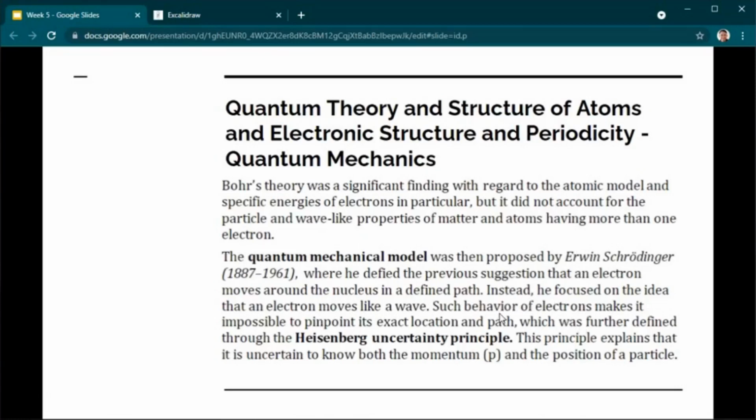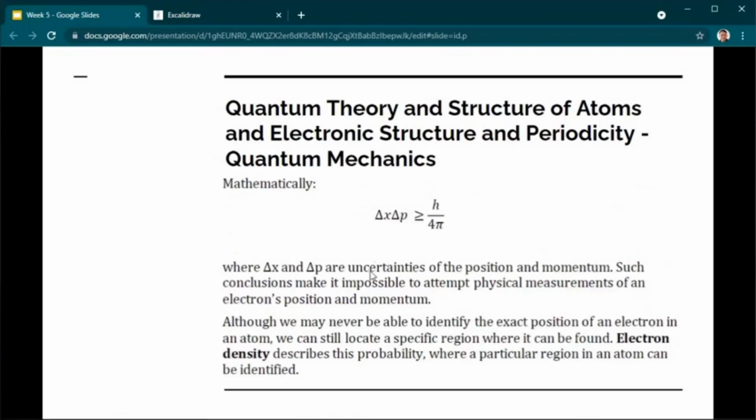Such behavior of electrons makes it impossible to pinpoint its exact location and path, which was further defined through the Heisenberg uncertainty principle. Okay? This principle explains that it is uncertain to know both the momentum and position of a particle. Momentum, represented by P, position, represented by X. So delta X and delta P are uncertainties of the position and momentum. Such conclusions make it impossible to attempt physical measurements of an electron's position and momentum.